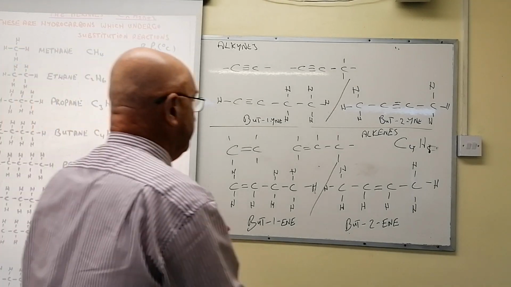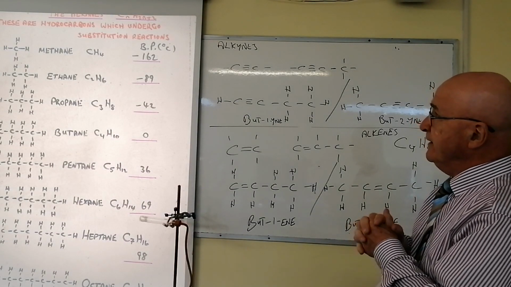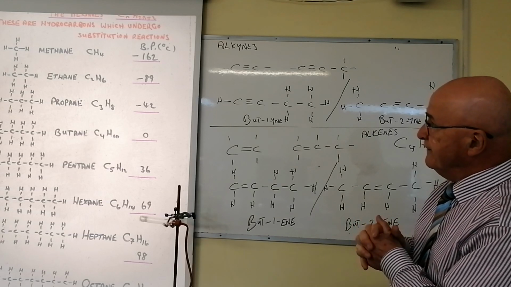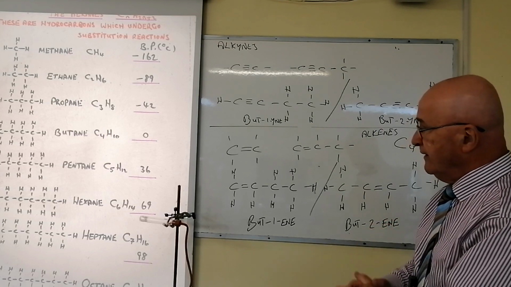Can you see how they build up there? Methane is CH4, then you have ethane, all single bonds, then you have propane, then you have butane, then you have pentane. Now, I've gone a bit further.